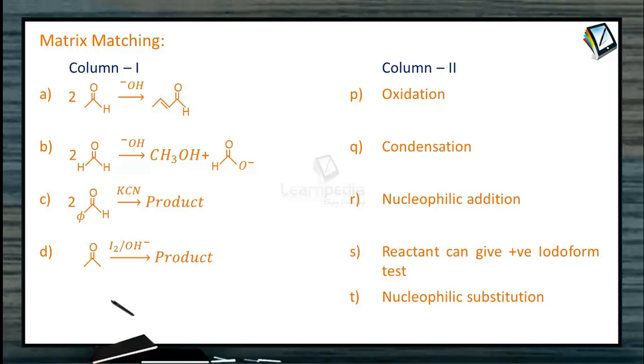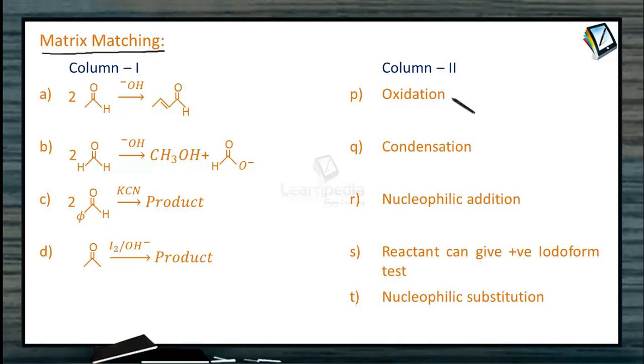The next question is matrix matching type. In column 1, we are given starting materials, the reagent, and the product as A, B, C, D. And here we are given P, Q, R, S, T. So you're asked, in column 2, the nature of the reaction.